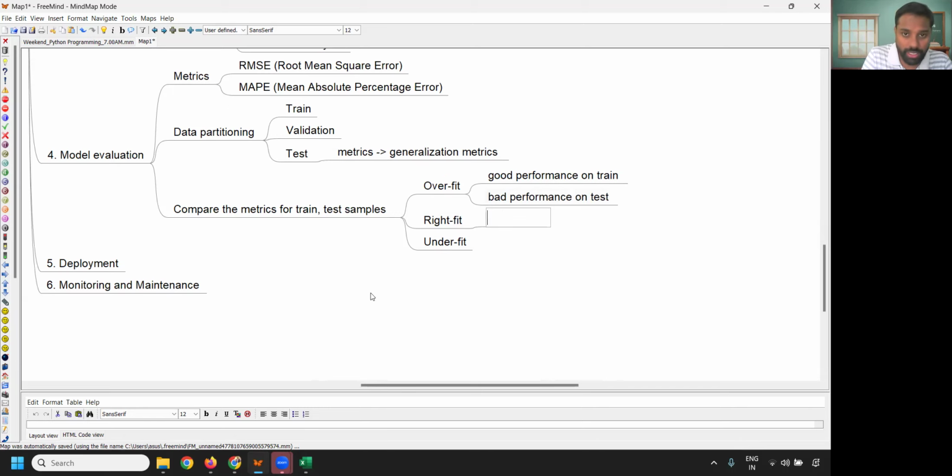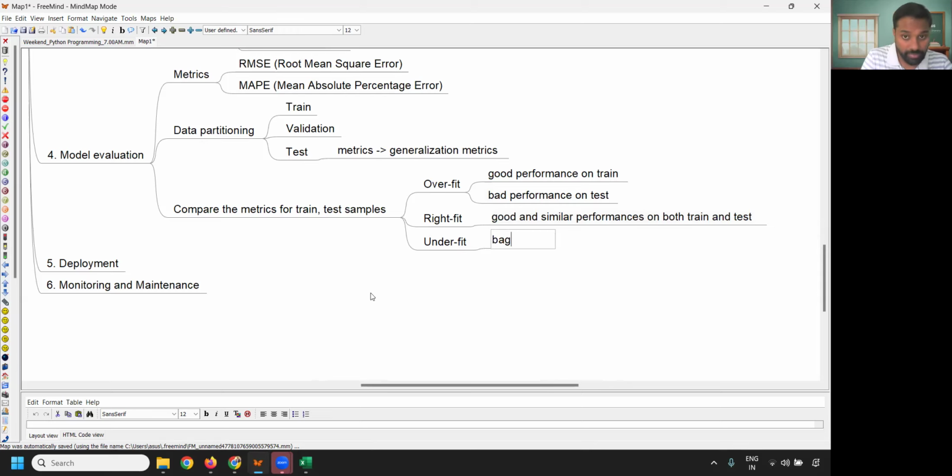Identical, or similar, I should say, performances on both train and test. This is what we need, the right fit. And underfit basically means bad performance on train itself. Okay.